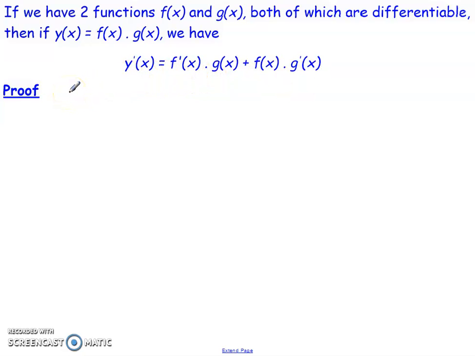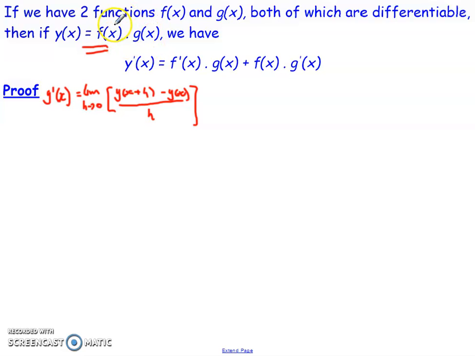Now proving it is also actually fairly straightforward. So let's imagine we've got y of x being this format here. What we know is that the rule for differentiation is y dashed of x is equal to the limit as h tends towards 0 of y of x plus h, take away y of x, all over h. So that's our rule for differentiation.